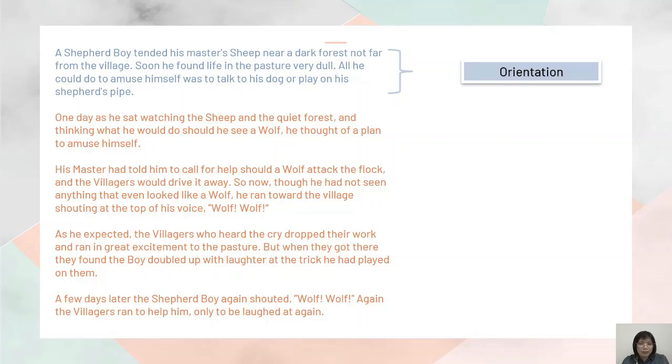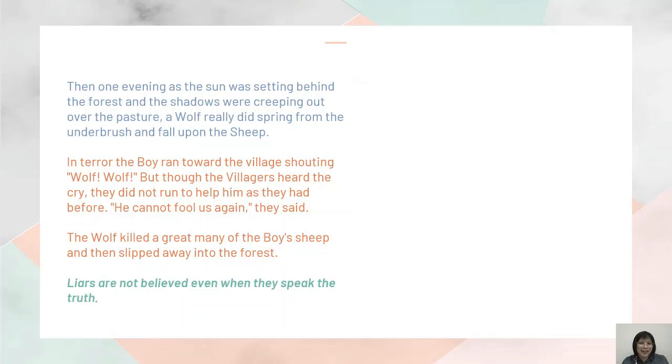The second until the fifth paragraph is what we know as complication, because this is where the story develops, starting from when the shepherd boy felt bored, and then he started to shout at the villagers about a wolf that's coming to attack the flock, while he is actually lying. Now let's go on to the next paragraph.